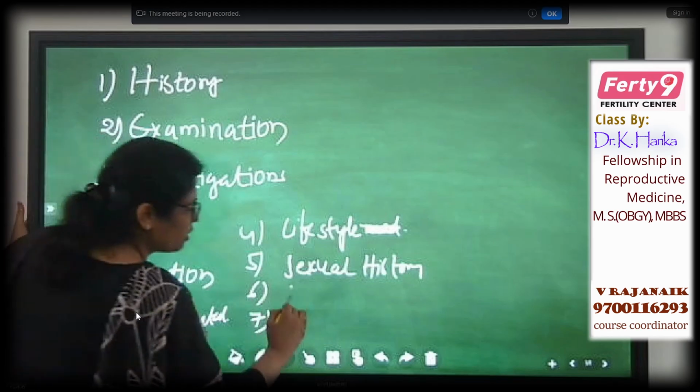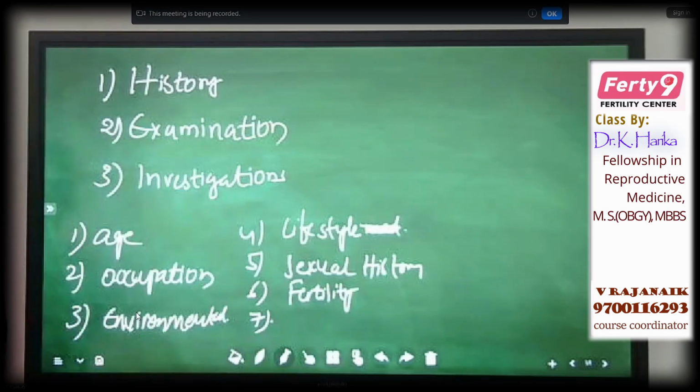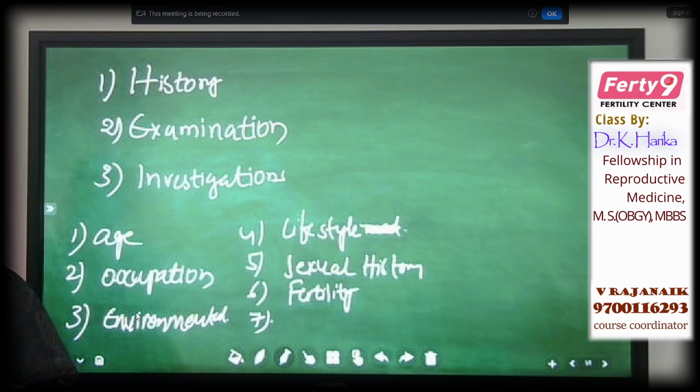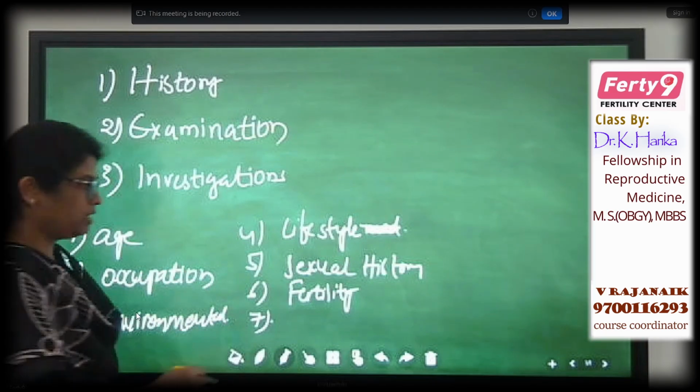Next is fertility history. We have to ask the duration of married life and any history of previous pregnancy, whether it is primary or secondary infertility. If the duration of married life is more, accordingly we can plan the treatment. And if it is secondary infertility, where she has previously conceived with the same male, then accordingly we can plan other modes of treatment. So this is sexual history, this is fertility history. Next.